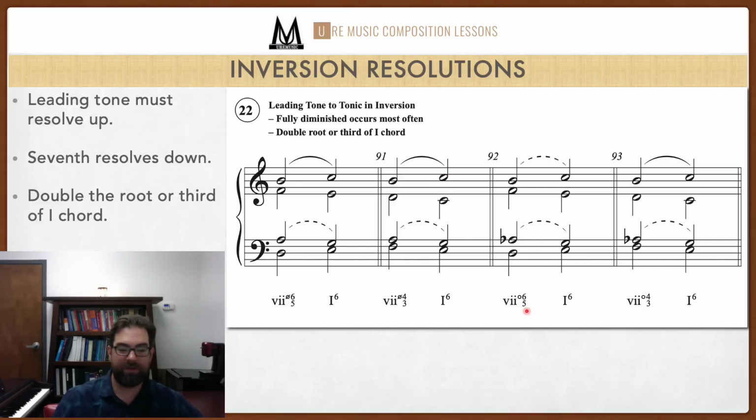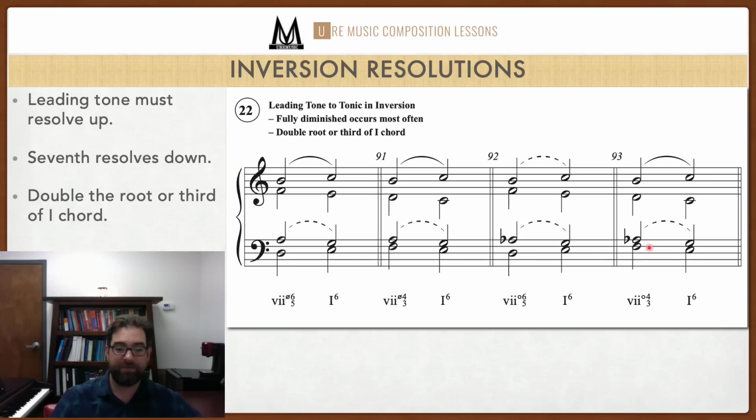Here is another example of a fully diminished 6-5. So that's going to be, again, D in the bass, a third in the bass. A flat just comes down, leading tone goes up. It's identical. The only difference is we made that a B flat to make it fully diminished.